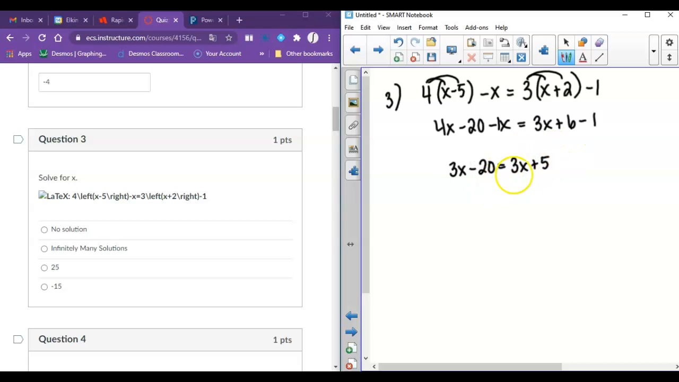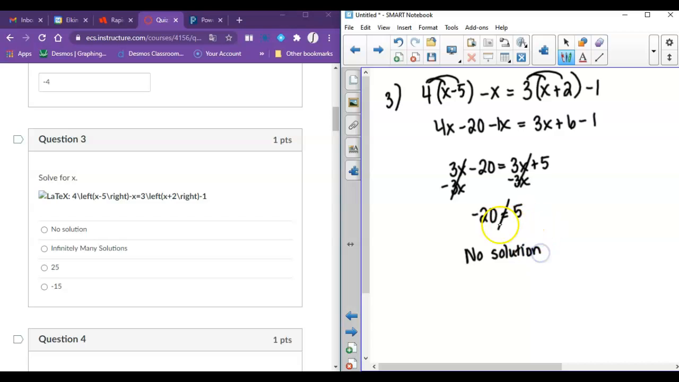We can't solve this equation when we've got x's on both sides of the equation, so we're going to subtract our 3x. But when we do that, the 3x cancels on both sides, leaving us just with negative 20 equals 5. And negative 20 does not equal 5. That is not true. So this answer is going to be no solution.